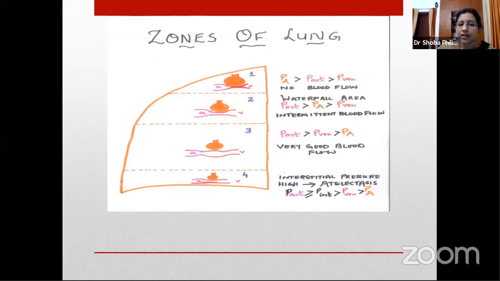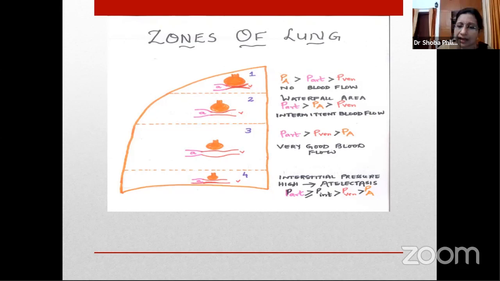Coming to the zones of lung, the different zones of lung initially described were 3, but now it has been said that there are actually 4 zones of the lung. So the first zone is the zone where alveolar pressure is more than the arterial pressure, more than the venous pressure. So there is no blood flow because the alveolus is full and the alveolar pressure is higher than the arterial pressure. So no blood flow takes place there.